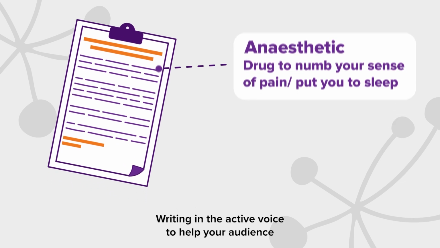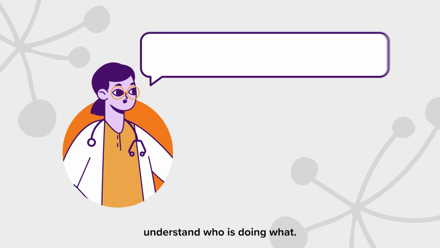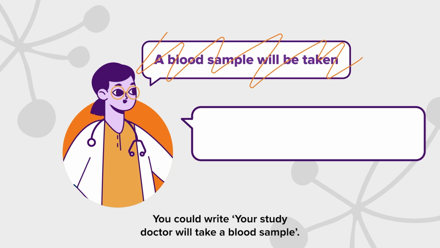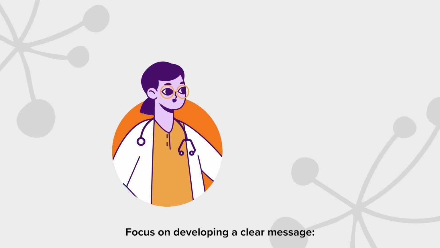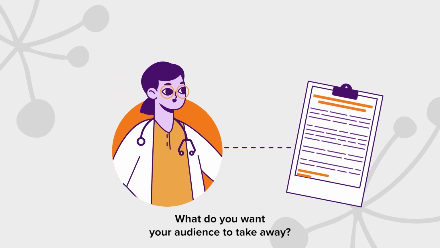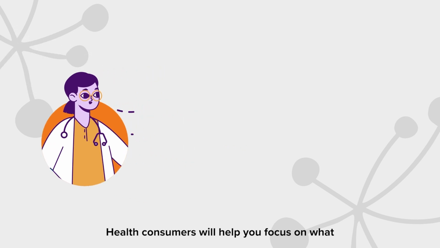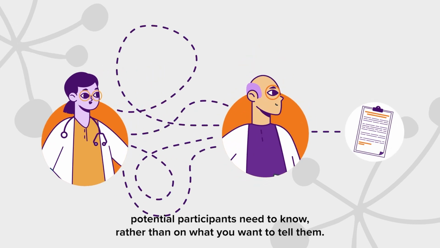Writing in the active voice to help your audience understand who is doing what. For example, instead of writing, "a blood sample will be taken," you could write, "your study doctor will take a blood sample." Focus on developing a clear message. What do you want your audience to take away? What are you asking them to do if they take part in your project? Health consumers will help you focus on what potential participants need to know, rather than on what you want to tell them.